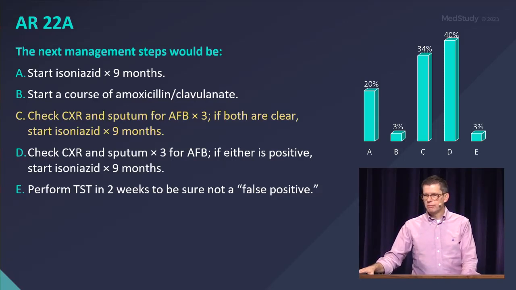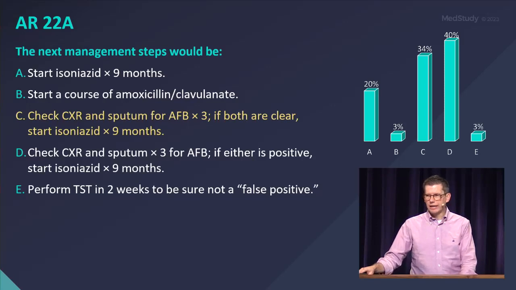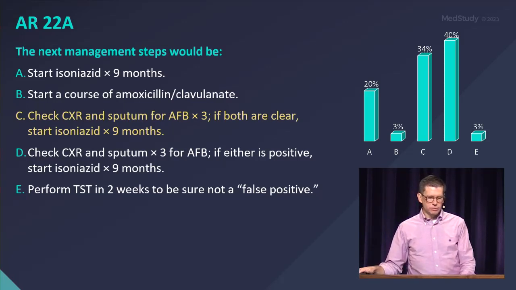If both are clear, meaning they likely do not have disease, they have a latent TB infection, and you would then give them INH for 9 months. If you did an x-ray that's abnormal, or you did AFB stains on their sputum and they're abnormal, then that would indicate TB disease, and you would want to give them multi-drug therapy, not just monotherapy with INH.